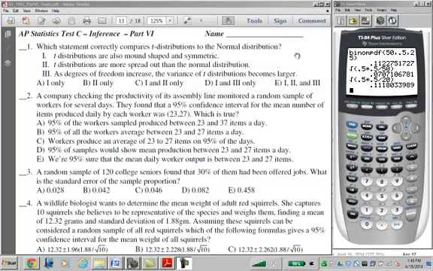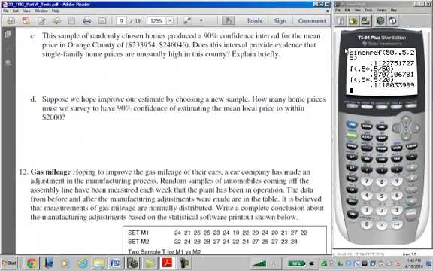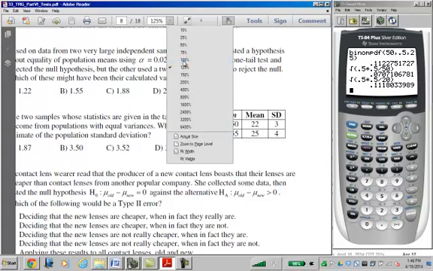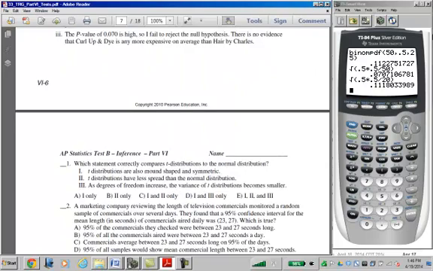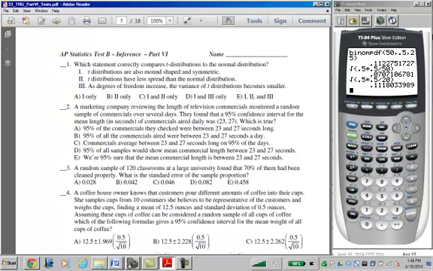Now, let's look at the previous questions, because there's been 3 of these so far. Let me go up here. I'm going to make this a little smaller so we can see it better. It's always been question 1: which statement correctly compares t-distributions to the normal distribution?